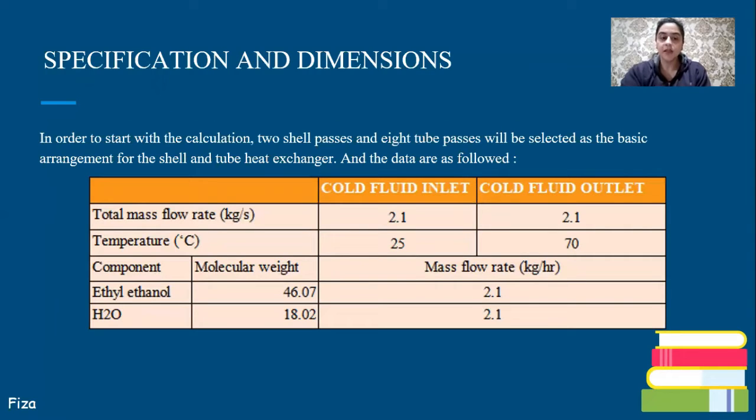In order to start with the calculation, 2 shell passes and 8 tube passes will be selected as the basic arrangement for the shell and tube heat exchanger. Here is the given data. The inlet temperature given is 25 degrees Celsius, whereas the outlet temperature given is 70 degrees Celsius. The total mass flow rate given is 2.1 kg per second. Molecular weight for ethyl alcohol is 46.07, whereas for H2O it's 18.02.